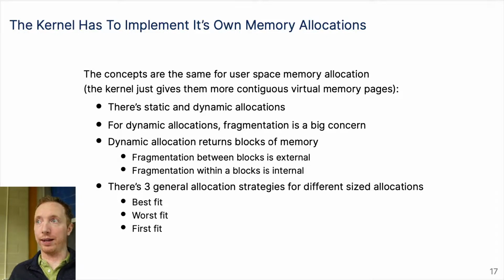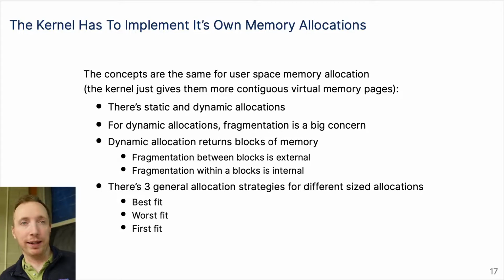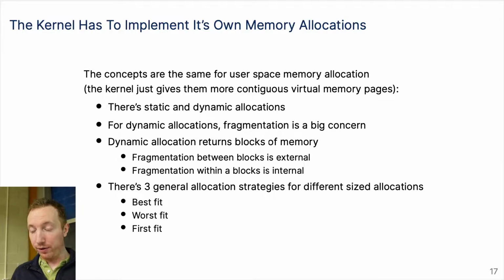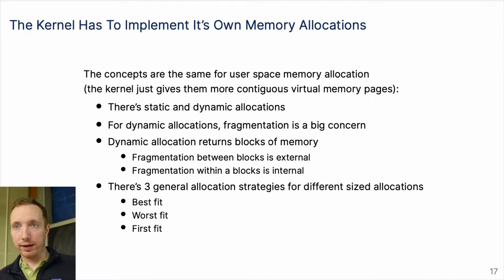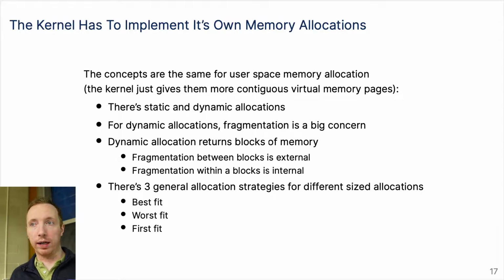For dynamic allocations, if you're actually implementing the allocator, fragmentation is kind of your biggest concern. There are two types of fragmentation: internal fragmentation and external fragmentation. The memory allocator basically just uses blocks. Fragmentation between blocks is external, fragmentation within a block is internal, and there's basically three allocation strategies in the general case, where you have any size allocation and the most general problem: best fit, worst fit, and first fit.